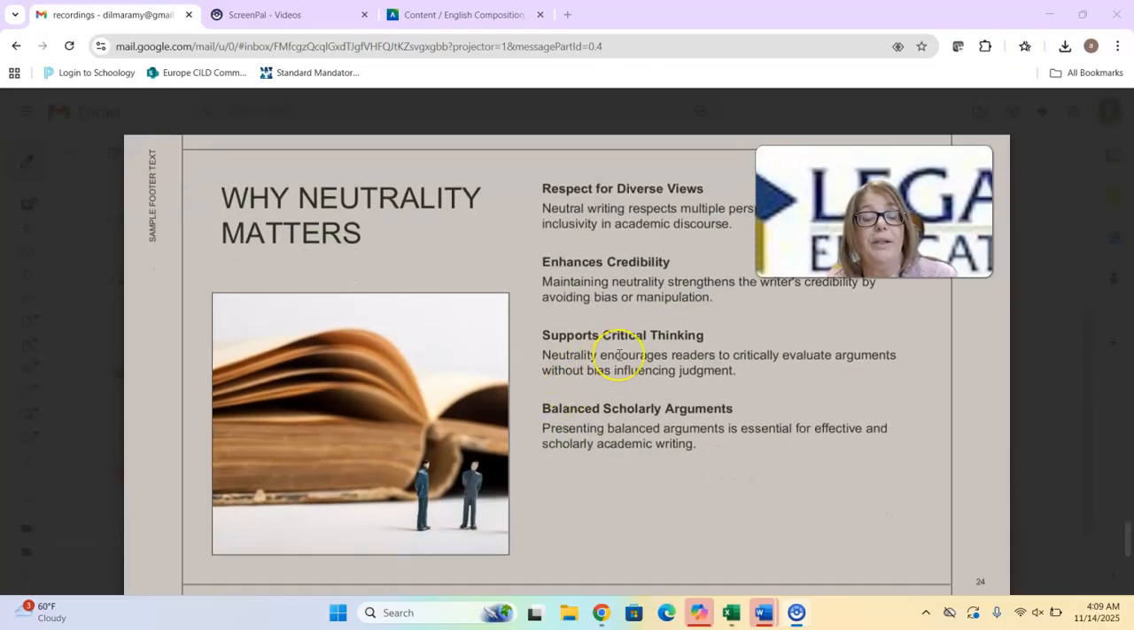I think also what's important here is that it mentions that neutrality encourages readers to critically evaluate arguments without that bias. That goes back to what I was saying a minute ago about having to have these skills, not just as the consumer of information, but the provider. So both ways, right? You might be providing information and you might be consuming information. And the better you are at these skills, the better you'll be able to recognize when something is not neutral.